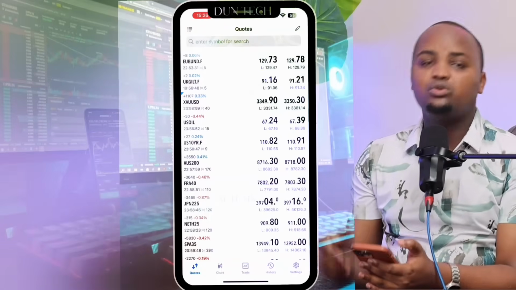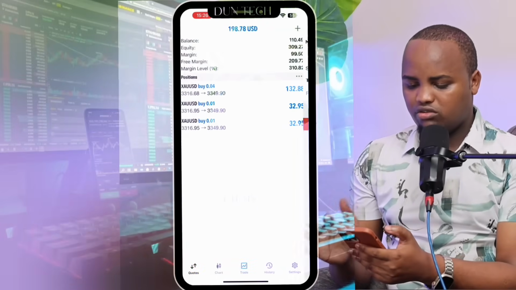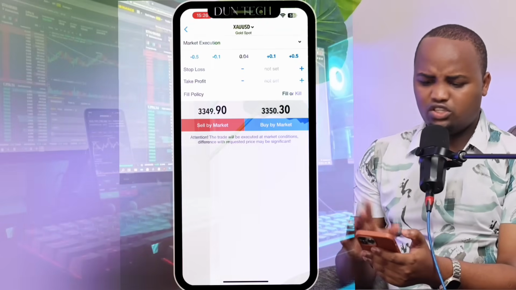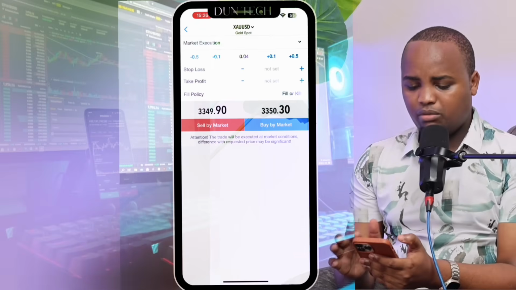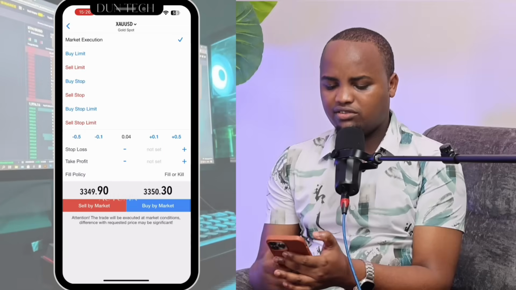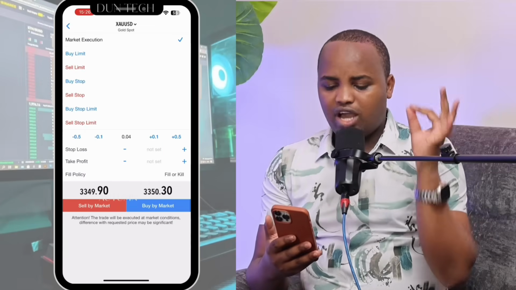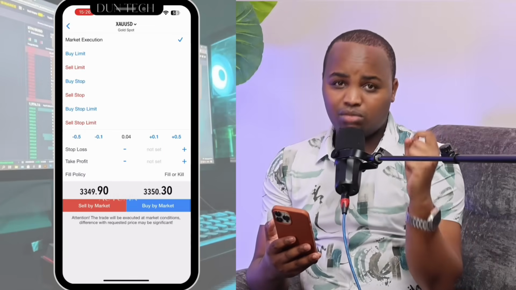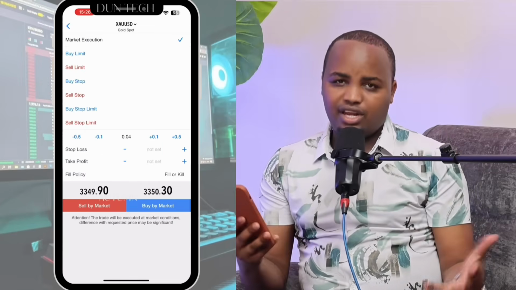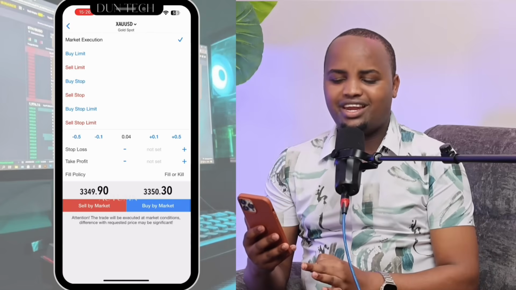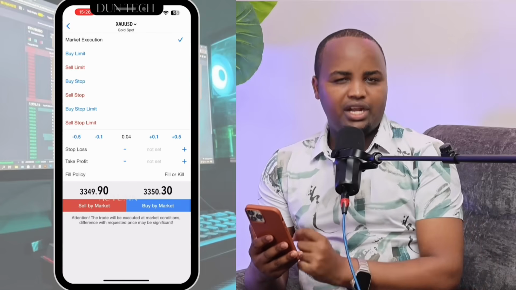Now, let's start with the simple. How do you get this? If you go to trade or you just click this plus, this is where we normally buy and sell from the market. If you click the market execution here, you're going to see that it is shown in black, and the others are red and blue. That means all the rest are pending orders.